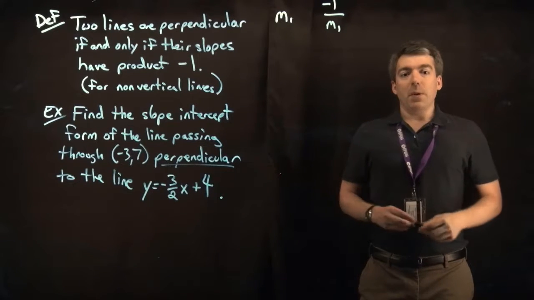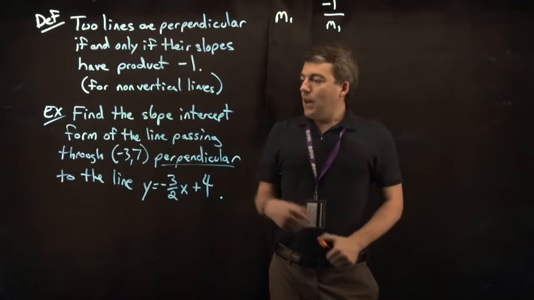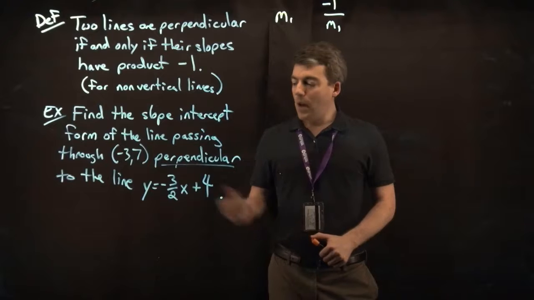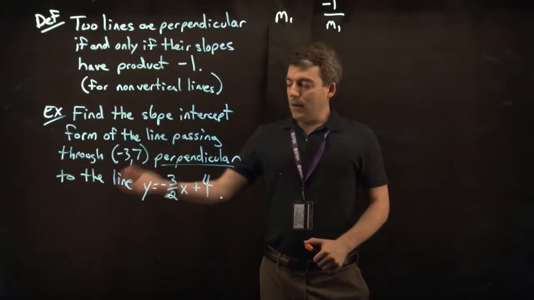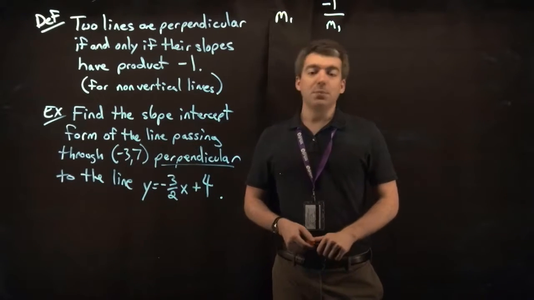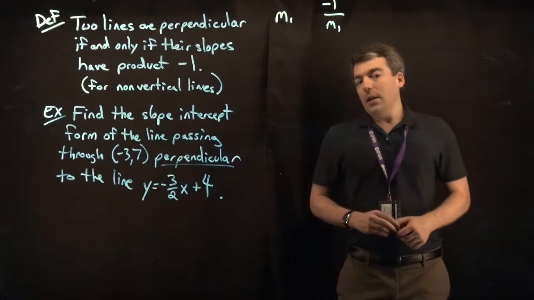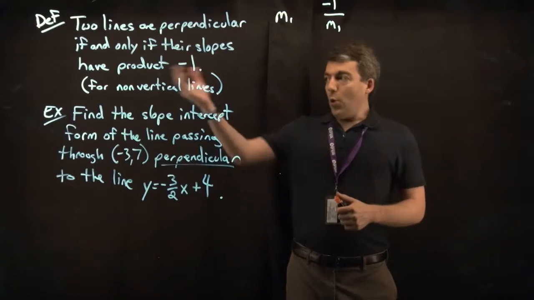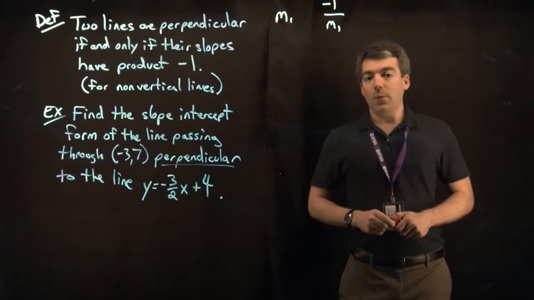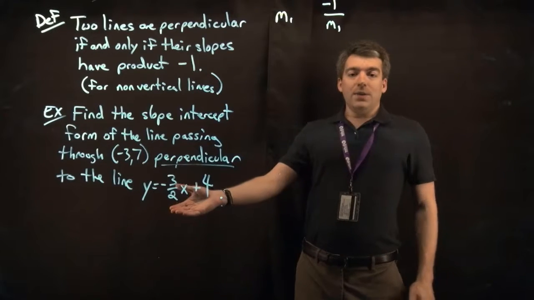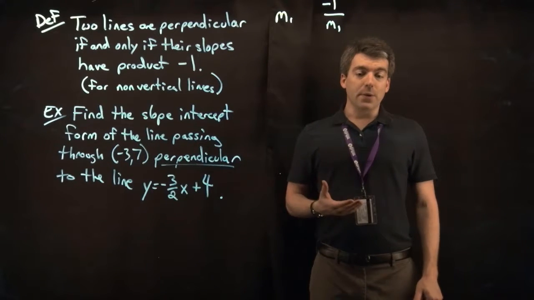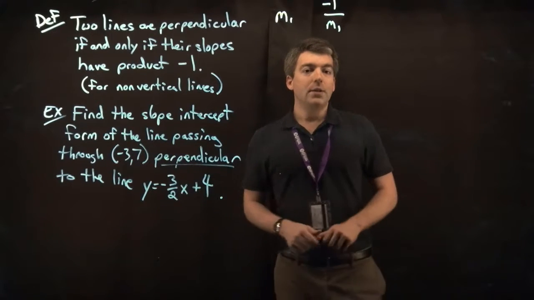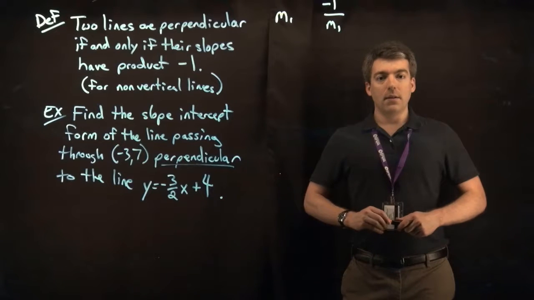All right, let's do an example with perpendicular lines. Let's find the slope-intercept form of the line passing through the point -3, 7, perpendicular to a given line, y equals -3/2 x plus 4. Since we know that perpendicular lines have opposite reciprocal slopes, or in other words, their slopes have a product of -1, we'll need to identify the slope from this line, take its opposite reciprocal, and then use that slope with this point to write the slope-intercept form of the line.